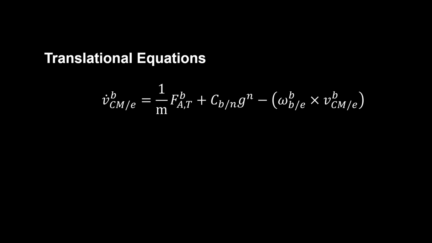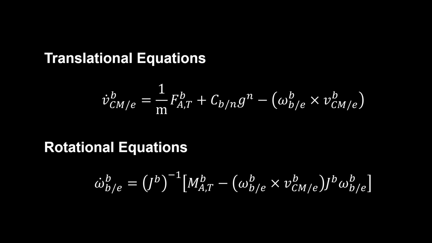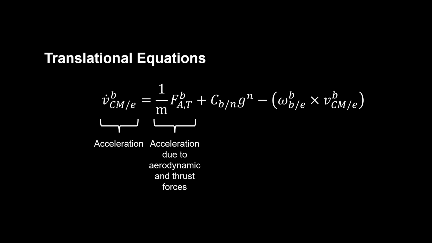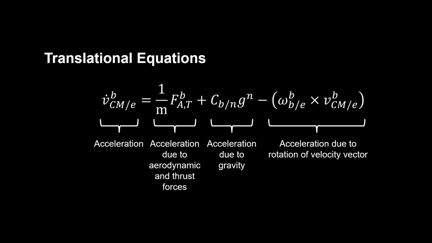The flat Earth 6 DOF equations consist of the translational equations and the rotational equations. These are vector equations, each representing 3 scalar equations for a total of 6 degrees of freedom. The translational equations are derived from conservation of linear momentum. They say that the aircraft acceleration is due to external forces such as aerodynamic and thrust forces, gravity, and the rotation of the velocity vector.